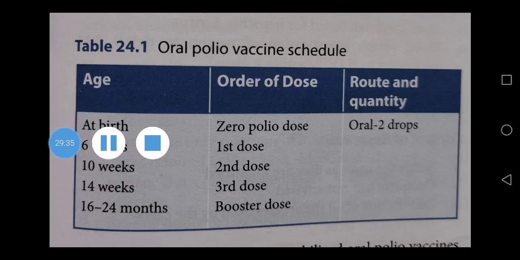Sometimes some funny things happen during the viva. Sometimes the external examiner asks which is the route of OPV, and suddenly the children start saying intradermal, subcutaneous. So always remember, OPV is oral polio vaccine. The route is oral, given orally as 2 drops. The other one is IPV, that is inactivated polio vaccine. IPV is administered as an intramuscular injection, but OPV is always oral polio vaccine, that is 2 drops.